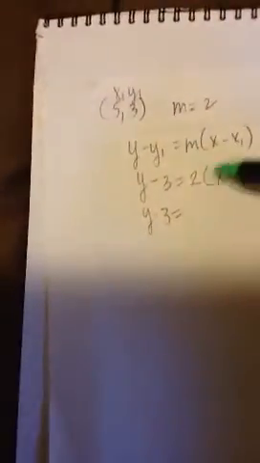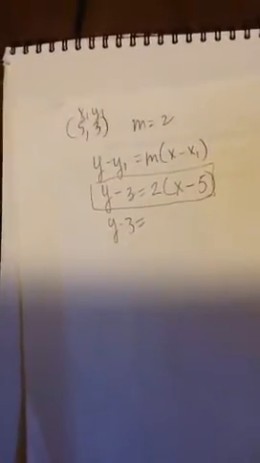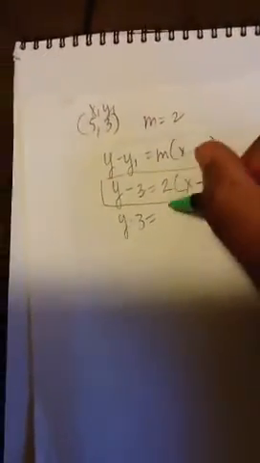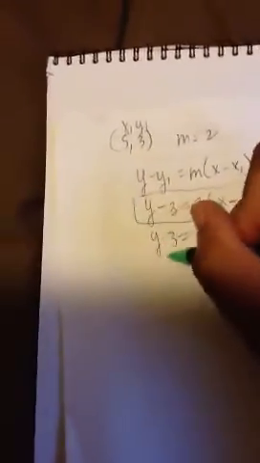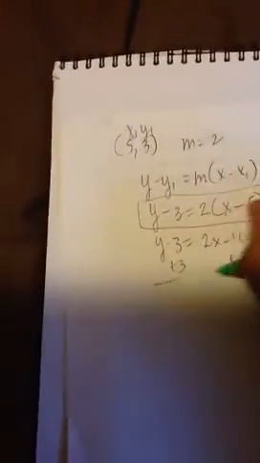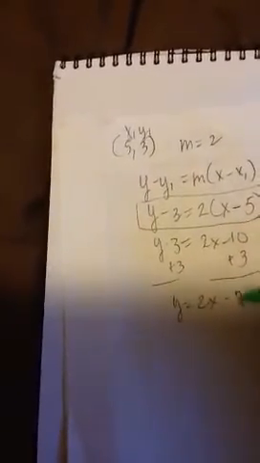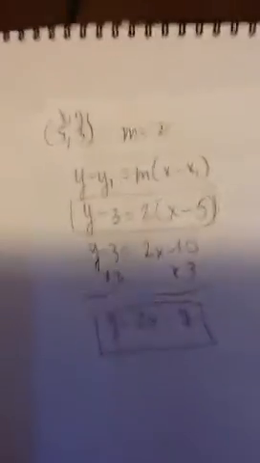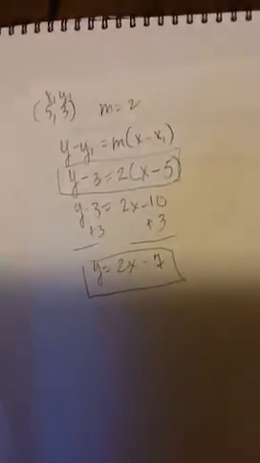So I want to simplify this side. Y minus 3 equals, putting the 2 in. I know this would be my answer, but if I'm looking at a multiple choice, I can simplify. So it's 2x minus 10, and then I'm going to add 3 to both sides. Some of y'all might have to show it, so I'm going to show it. So y equals 2x minus 7. So the line y equals 2x minus 7 touches that graph at that point, 5, 3.